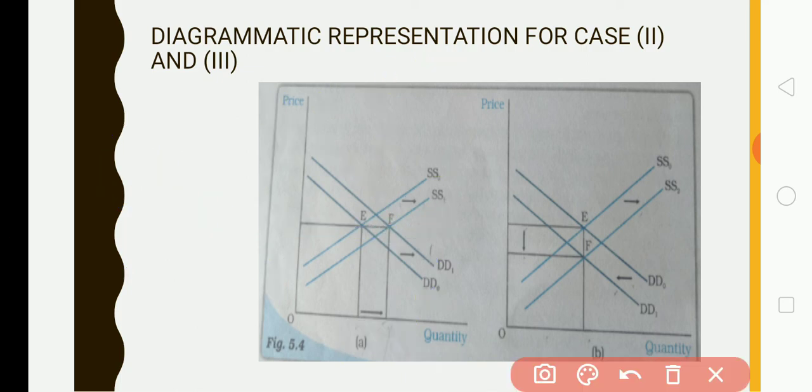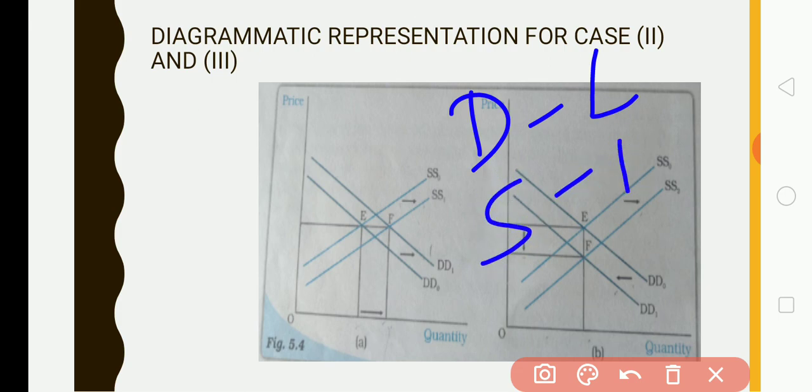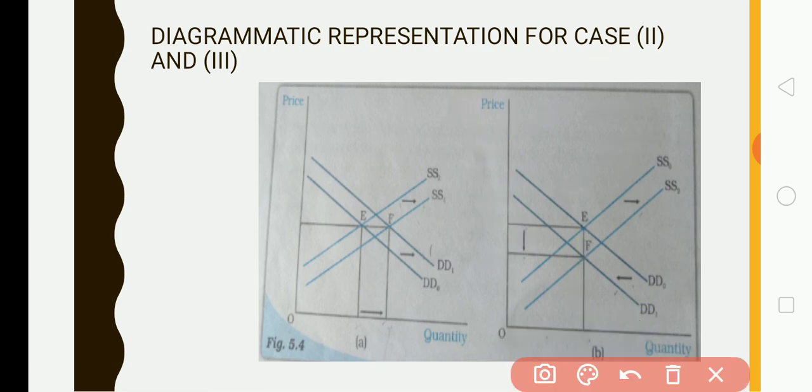And this diagram indicates the demand curve shifting leftward and the supply curve shifting rightward. So what is happening to the quantity? The quantity either may increase or decrease or remain the same. It is remaining the same. But the price is increasing, from P to P1. That is the diagram depicting the impact of simultaneous shift in both demand and supply curves.